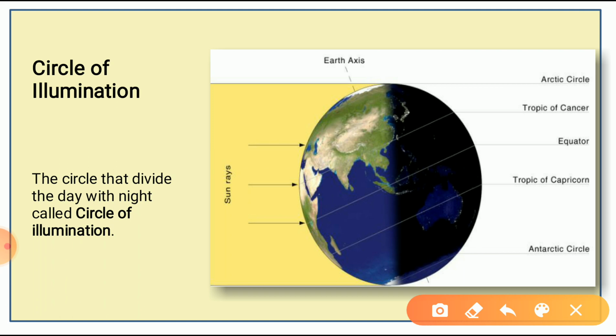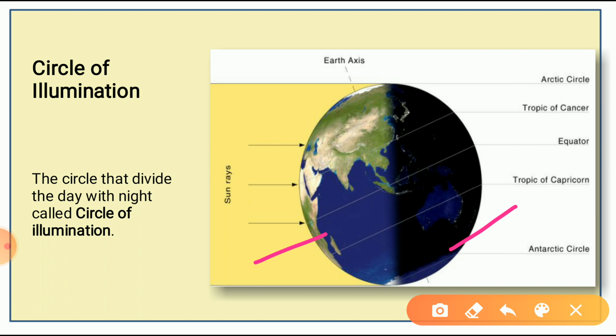So here in the picture we can see that one side is receiving light and the other part is total dark. So this circle that divides the day from night on the globe is called the circle of illumination.